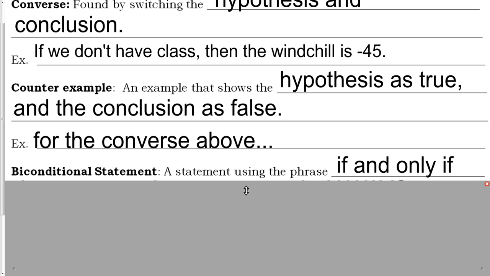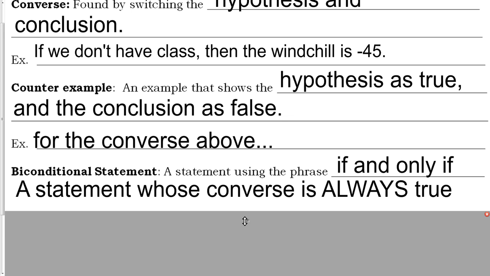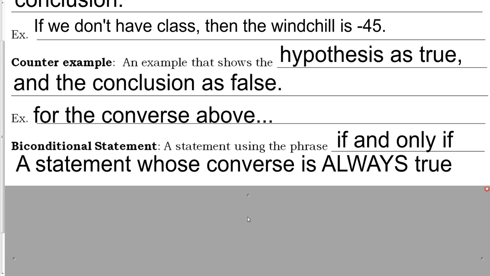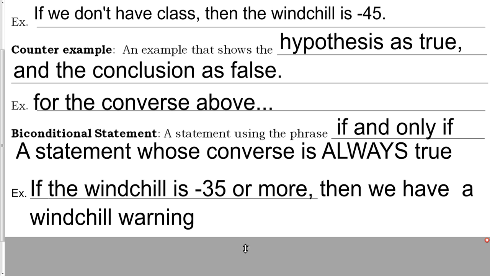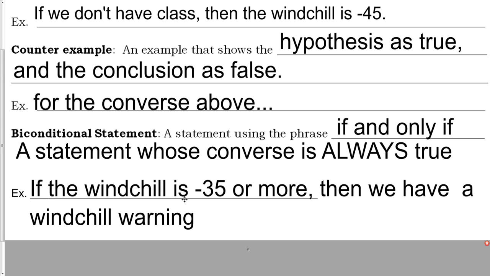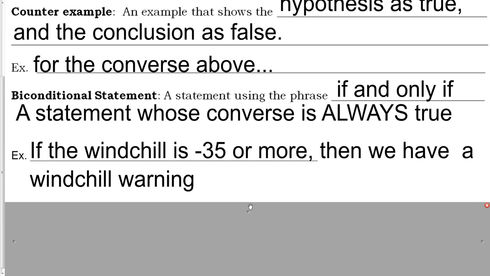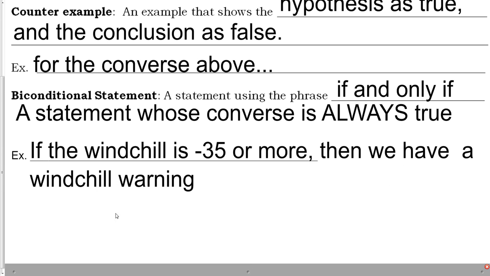And lastly, we have the idea of the biconditional statement. And what that is, it's a statement that uses the phrase if and only if. The special thing about biconditional statements is that these are statements where the converse is always true. So, one example is, if the wind chill is negative 35 degrees or more, then we have a wind chill warning. This is true, and that's because wind chill warnings happen when we have a wind chill of negative 35 degrees or more. So, we could also say, if we have a wind chill warning, then the wind chill is negative 35 degrees or more. It works either way.